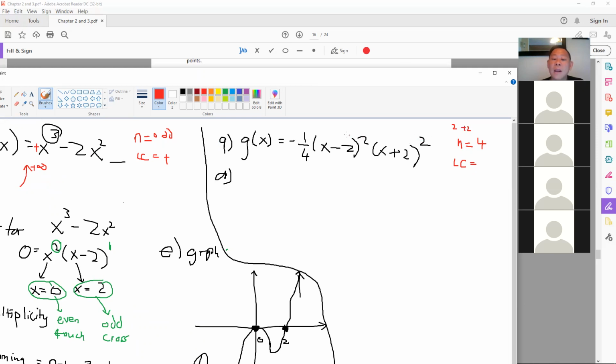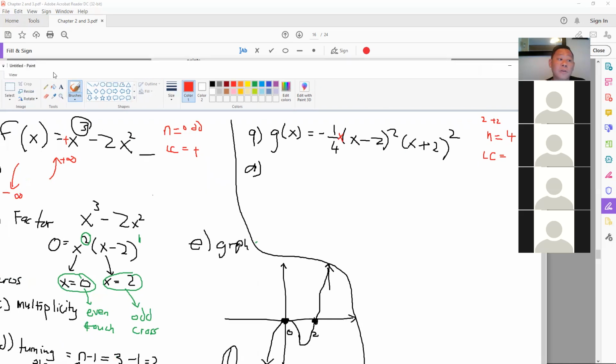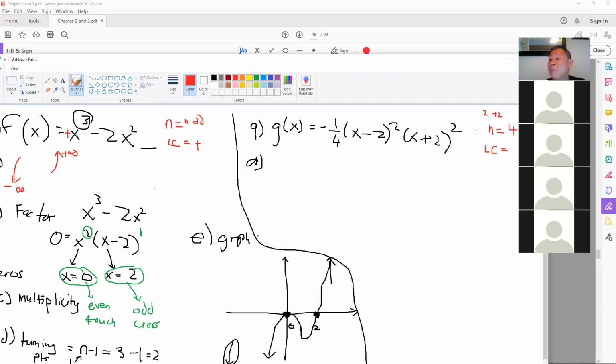Now what happens if I slot an X in here? Because this one doesn't have X, right? What degree is it if I put an X in here? 5. That'll be 5 because this is power 1, so 1 plus 2 is 5. Just want to point out to you guys, don't forget to add your powers. If you want to know what the degree is, you just add your powers.